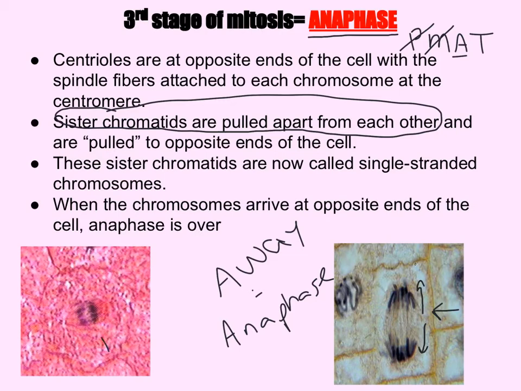Same thing down here with this plant cell. This is early anaphase. These chromosomes have barely started to move apart from each other, but this group is moving that way, and this group is moving that way. Anaphase, all you need to know is that the chromosomes are moving away from each other towards opposite ends of the cell.